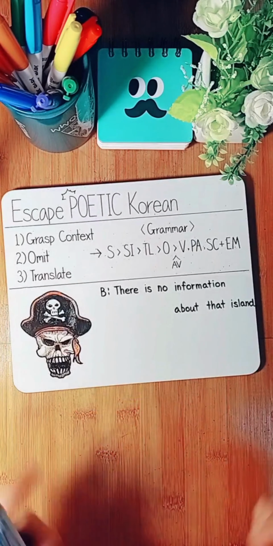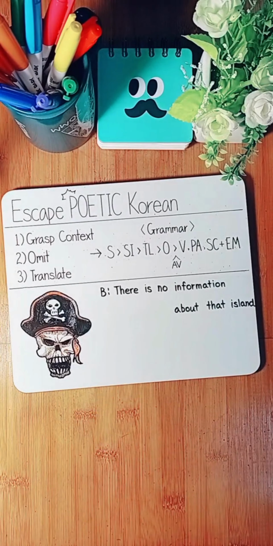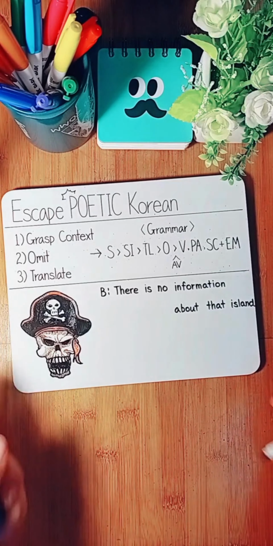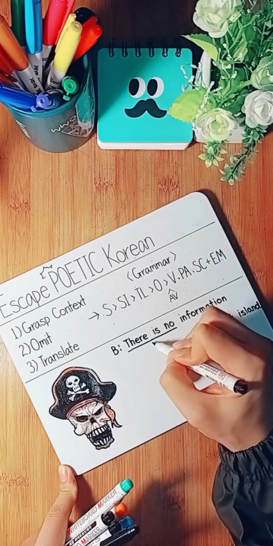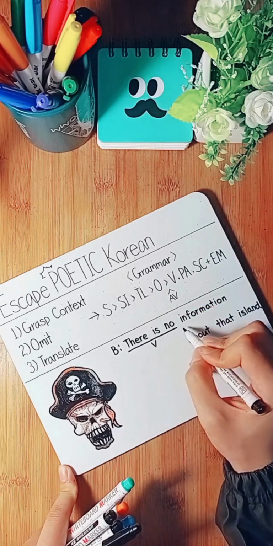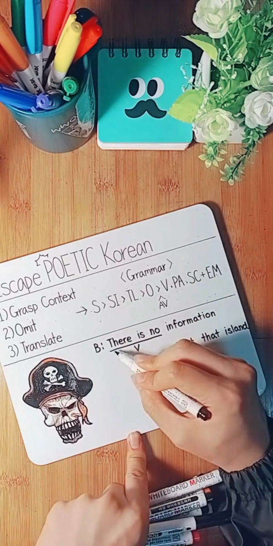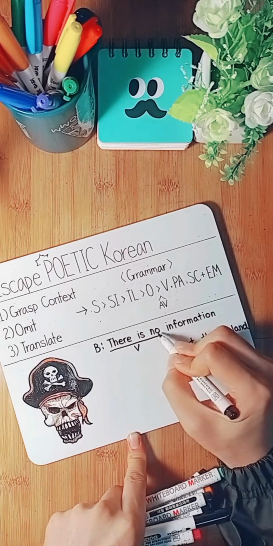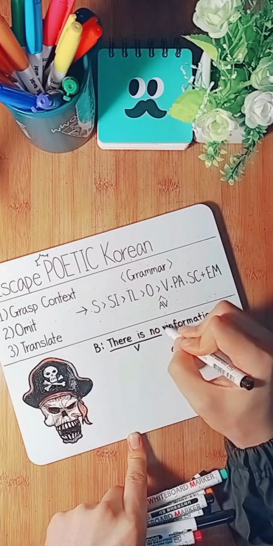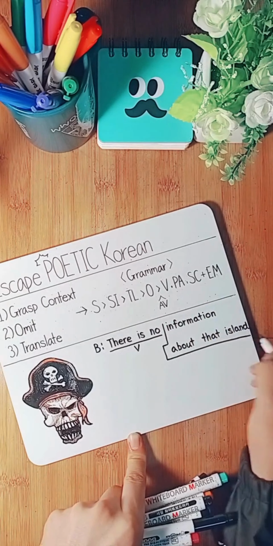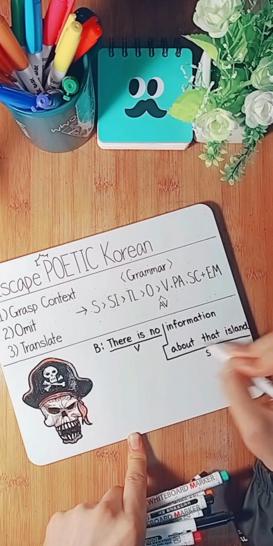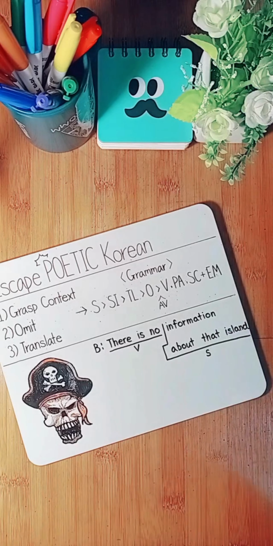Okay, so also in this one simple looking sentence, there are a couple of grammatical concepts that you have to meticulously understand in order to properly translate. Okay, so first of all, there is and there is no is going to be one word in Korean, right? A verb. So we're going to look at it as a verb. And when you are using there is or there is no, whatever comes next, give it the subject position. So I'm going to look at information about that island all together as the subject.